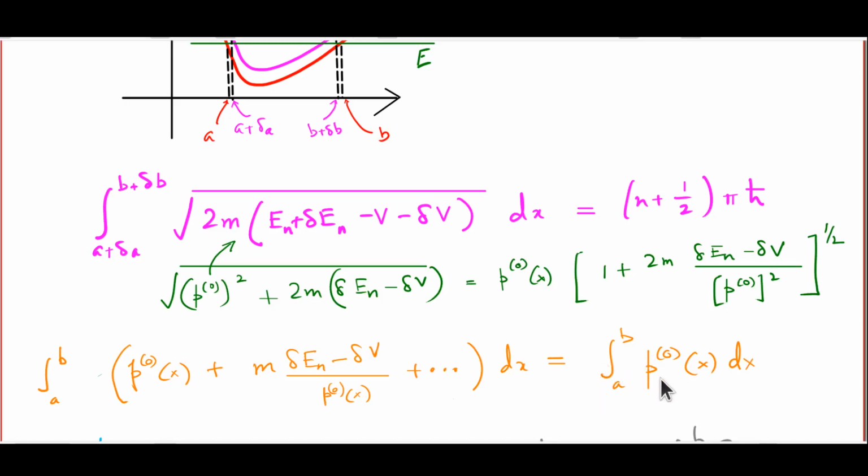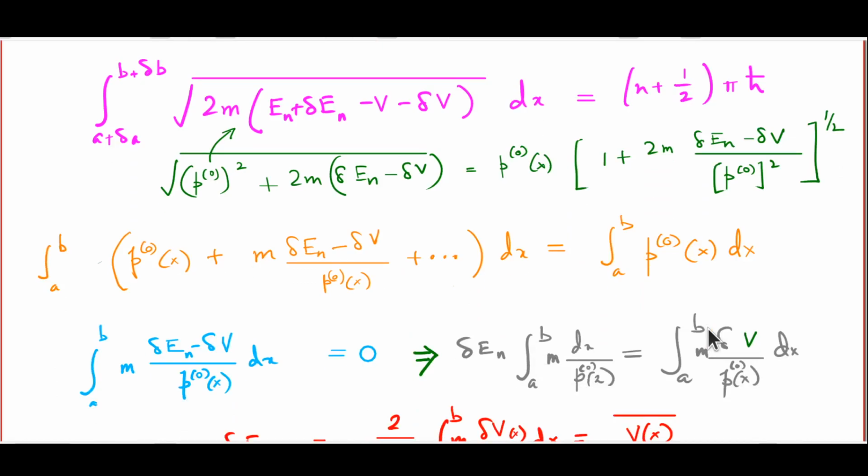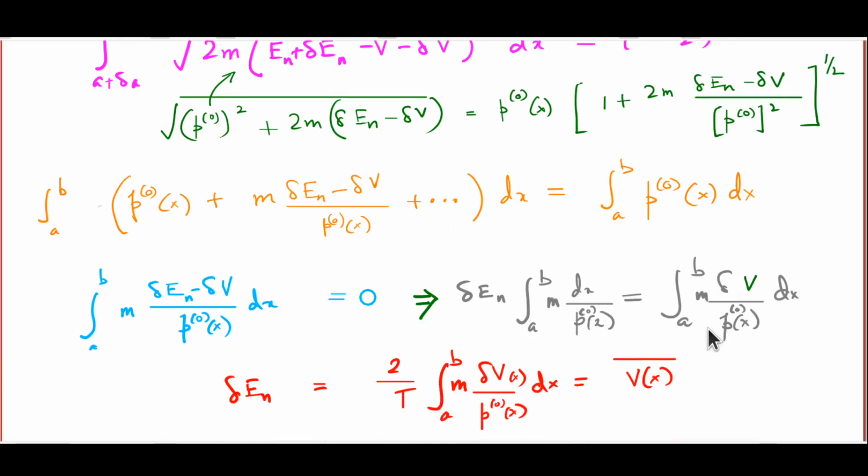Of course, the two integrals over P0x simply cancel each other out from the two sides, and you are left with this expression. The integral from A to B of m times delta En minus delta V by P0x dx is 0. This can be easily broken up into two integrals, one involving delta En, the other involving delta V, and delta En being a constant can be easily moved out of the integration. And once you do that, what you end up with is this simple result. The integral that involves delta En is delta En.